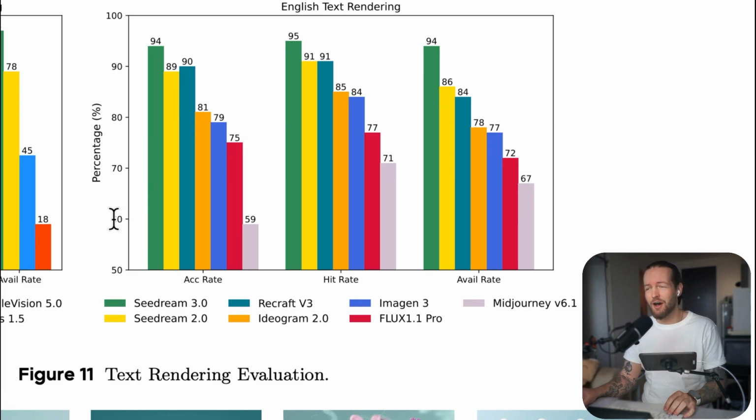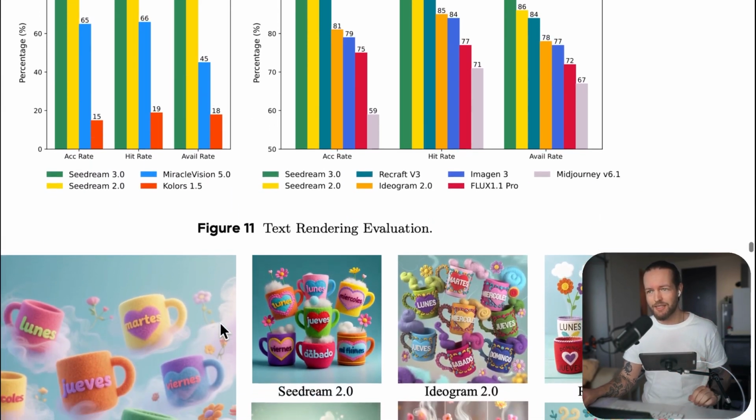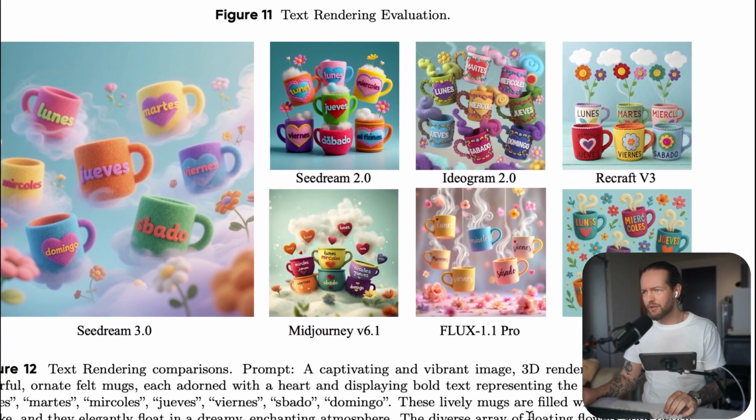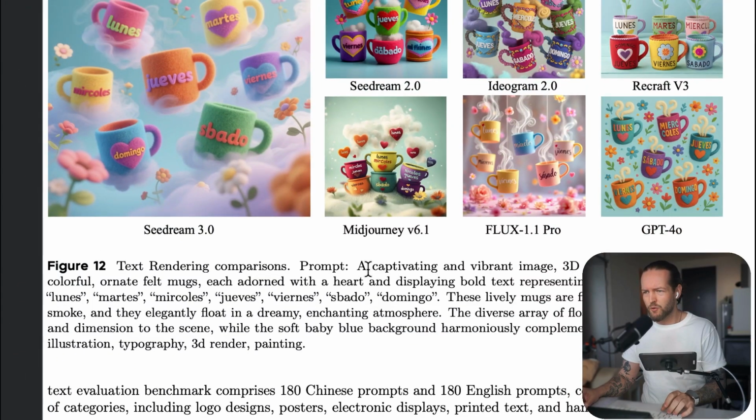Text rendering is not really that easy to do, and it's a new way that they've been able to do it in ChatGPT, for example, and also seems like SeeDream is better at this than old models. When we check out the text generation of this prompt here, it has a really long prompt. To simplify it, it's a 3D render with a bunch of cops that have all of these words on them, and they're a little bit whimsical and should be floating in the air and adding dimension to the scene with typography, 3D render, and painting.